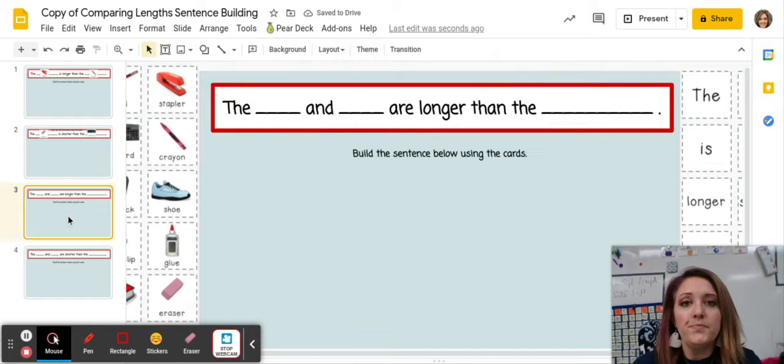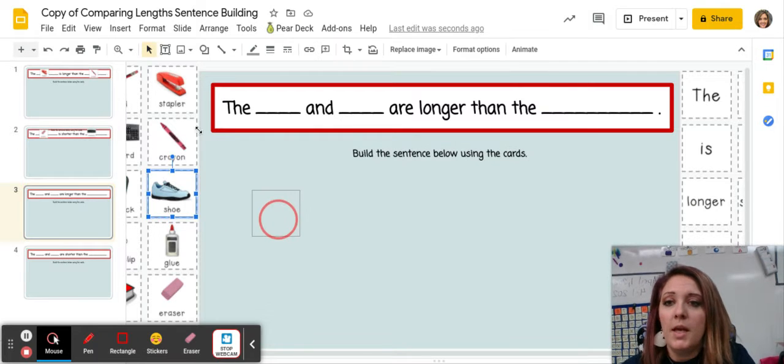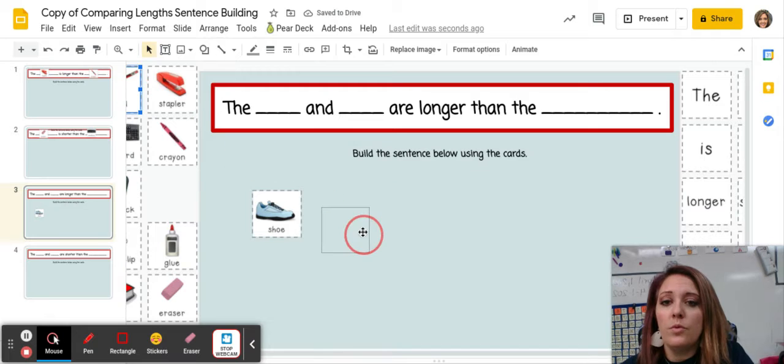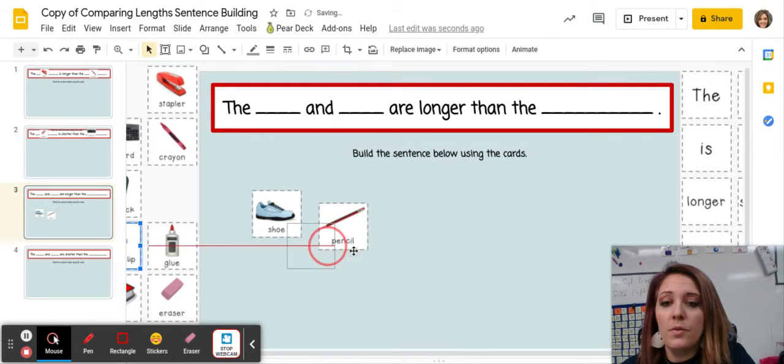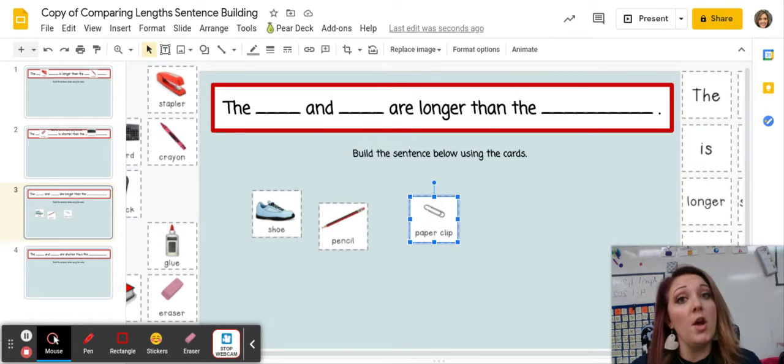Let's try another one. This sentence starter has three blanks. It says the blank and blank are longer than the blank. So let me get three different pictures. Let's do a shoe, a pencil, and a paper clip. A shoe can be different sizes too. If you're talking about your dad or your mom's shoe, or you or your baby brother or sister's shoe, those are all going to be different sizes.